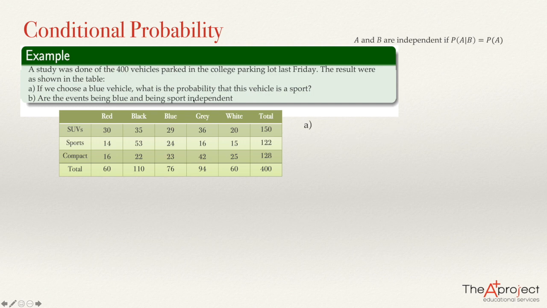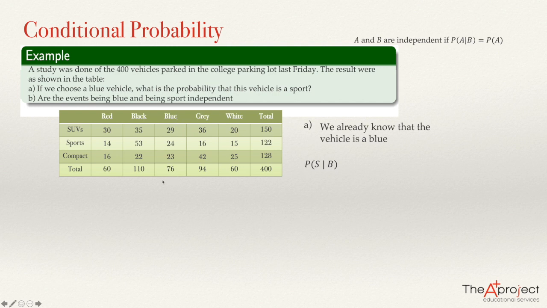Okay, let's answer question A. If we choose a blue vehicle, what is the probability that this vehicle is a sport? So we already know that the vehicle is blue. So we are choosing a blue vehicle, and we are finding the probability of being a sport given that the vehicle is blue. That is given.